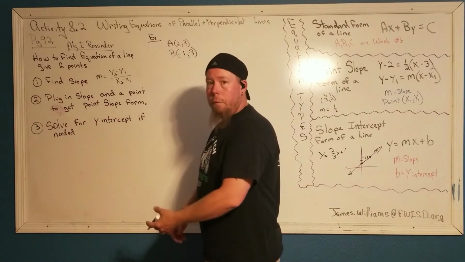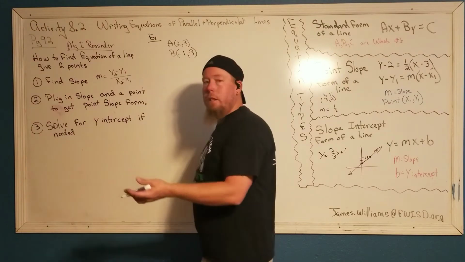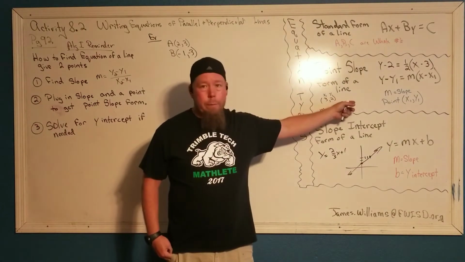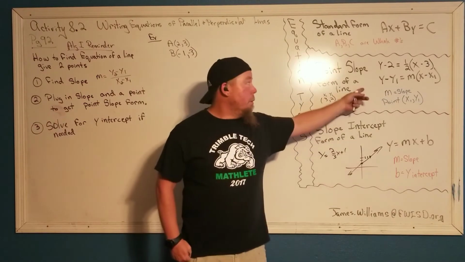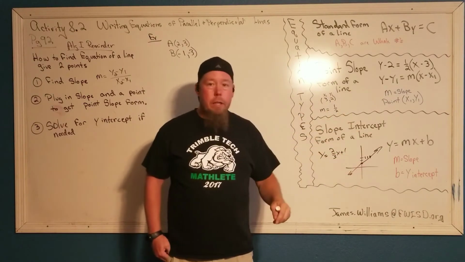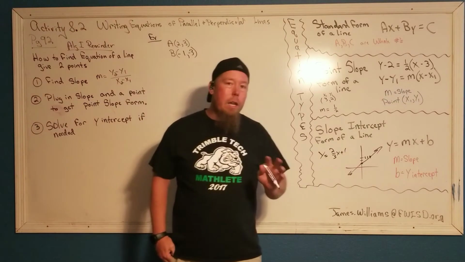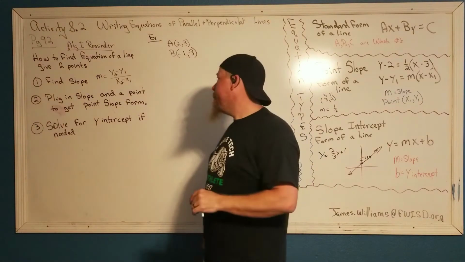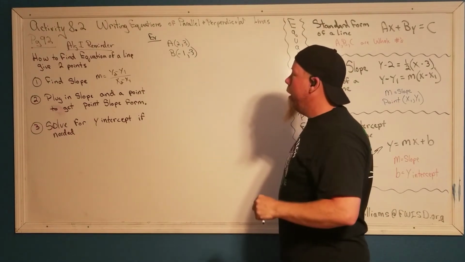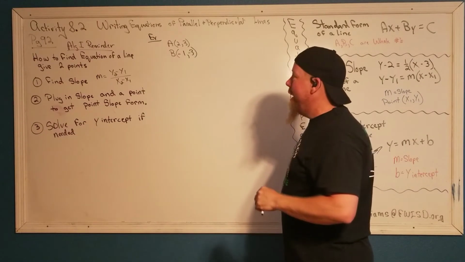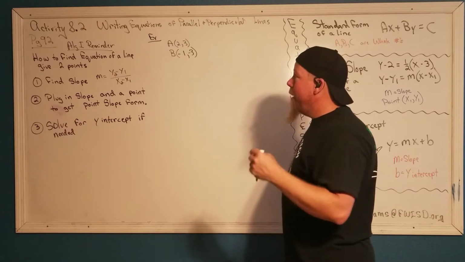Once you have that slope, you're going to take one of those points and the slope, and you're going to plug it into the point slope form, okay? And then if the question wants you to do slope-intercept, then you would solve for y and change it into slope-intercept, okay? So again, not a super complicated process there. So let's do an example. I have one up here. A is at (2, 3), and B is at (-1, -3). And so I want to find the equation of that line.